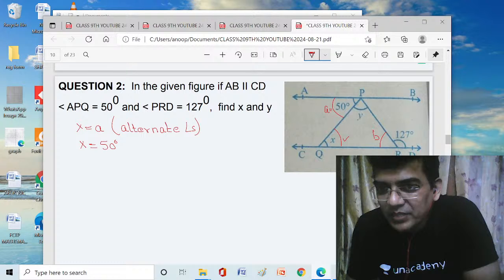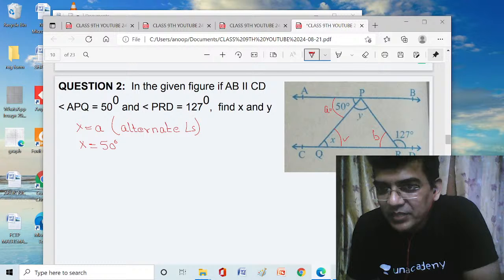Well, if you read it from the figure, it is PRD. But instead of writing PRD, if I give it a name C, it will be easy for me and for the examiner also to understand. But keep this in mind, if you are naming these angles on your own, then remember you need to draw the figure in your answer sheet. Okay, so I have marked these two angles as B and C.